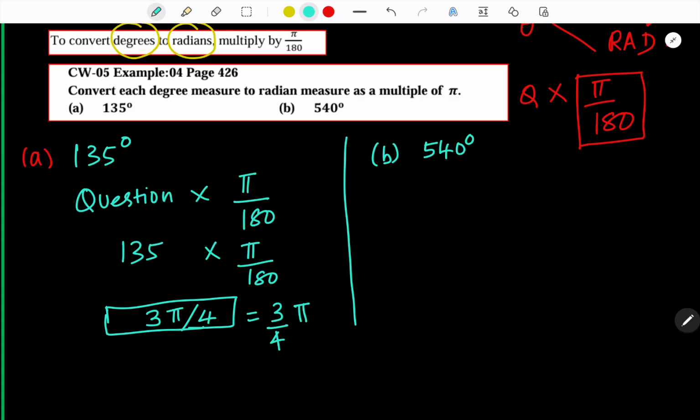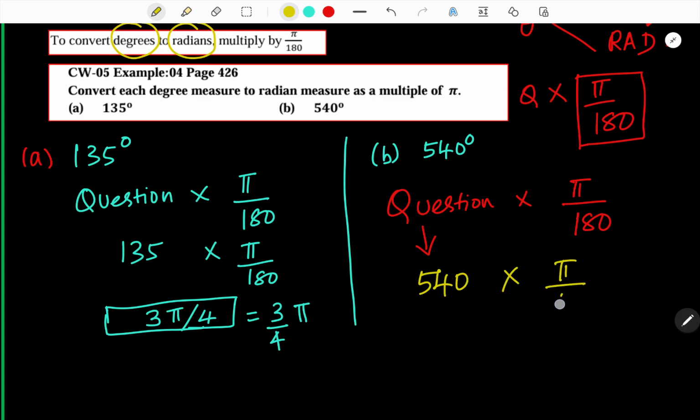Right. Next, we go for 540. What is the rule? Question multiplied by pi divided by 180. What is your question? Your question is 540 multiplied by pi by 180, right?